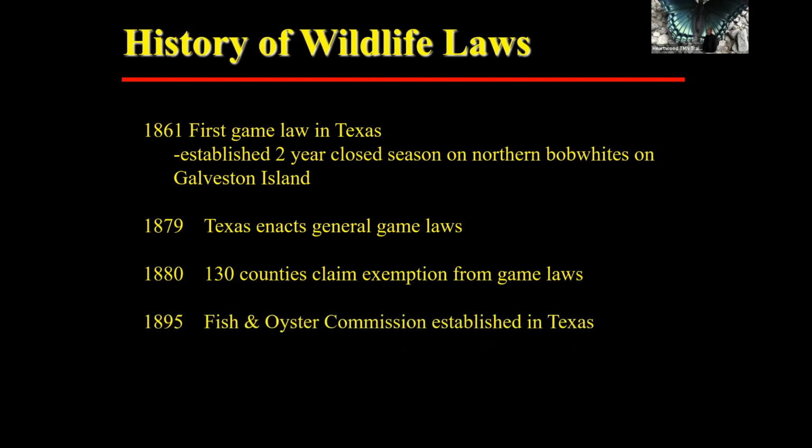In 1859, the Fish and Oyster Commission was established in the state of Texas. So the first big regulatory conservation agency in the state of Texas was the Fish and Oyster Commission. Oysters are still a huge agricultural commodity for the state of Texas.